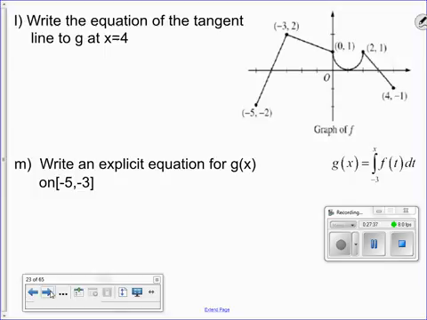Okay, L. Write the equation of the tangent line to g at x equals 4. Now, in general, how do you write the equation of the tangent line to some function g at x equals 4? Okay, y minus, how would you get y1 though? Yeah, but if the function is called g, is it g of 4 or g prime of 4? Yeah, that's what I'm talking about, g of 4. So y minus y1 equals g prime of 4.